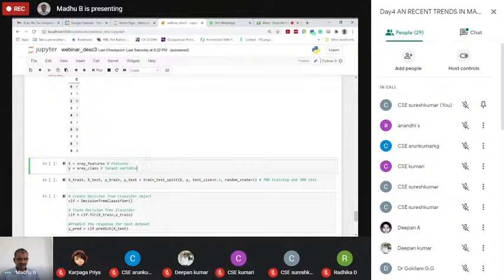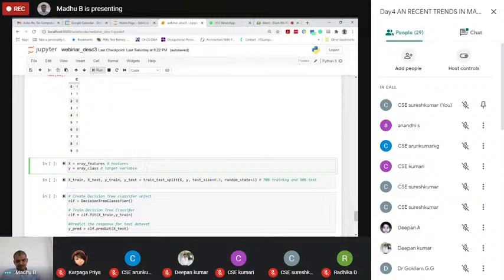Okay. So now what I'm doing is I'm assigning two variables, X and Y. X contains the features, Y contains the class label. Class label is the dependent variable, which is dependent on 9440 independent variables.